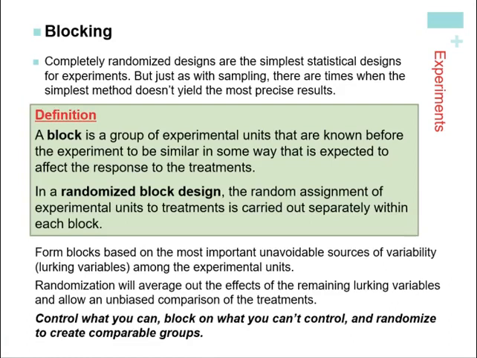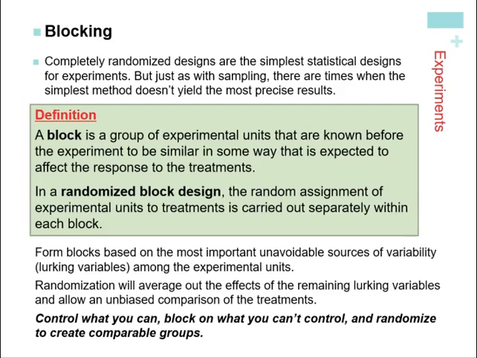And so before we do the random part, we intentionally separate people by some characteristic. It could be gender, it could be age, it could be experience, it could be weight, it could be anything that we think might affect our experiment. So we intentionally separate people into blocks, and then within each block, we randomly assign people to treatments.